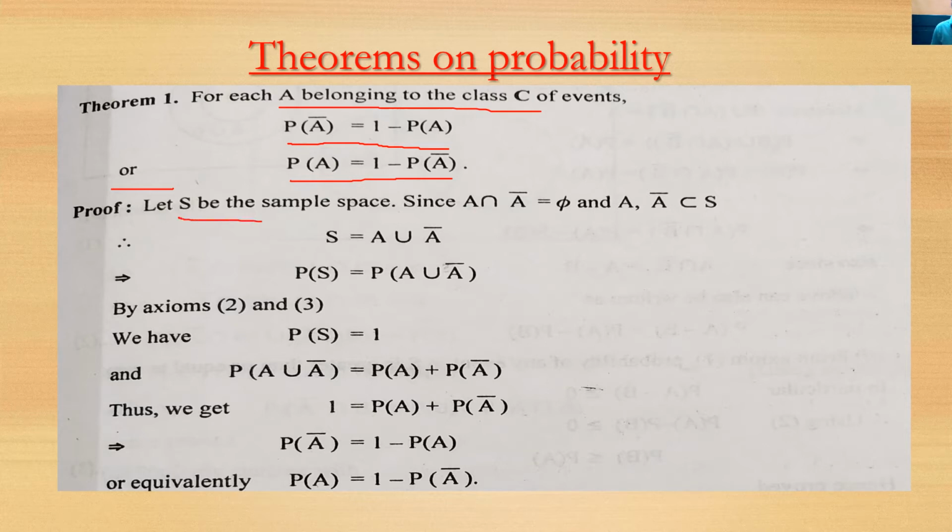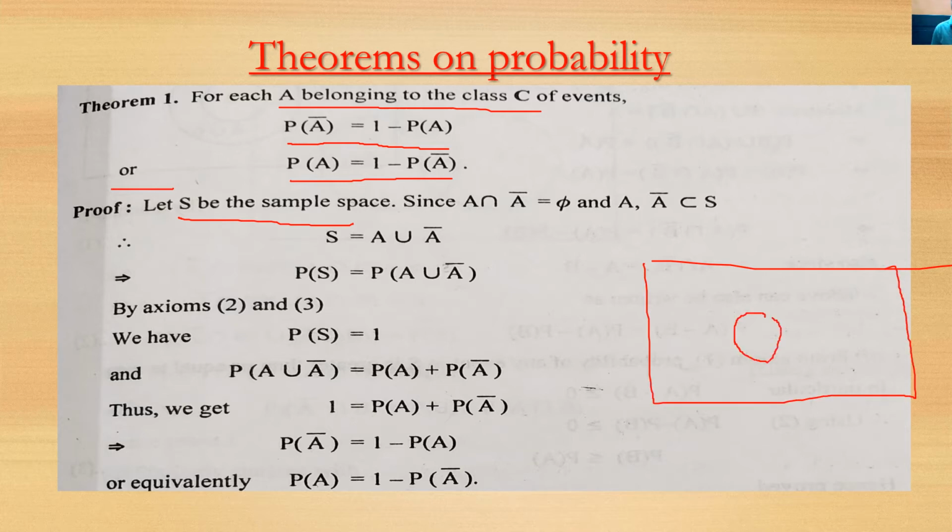Let S be a sample space. How do we prove it? Generally, we know that if we have a set A in a Venn diagram, this is our set A. Then the outer portion will represent its complement. So A and its complement A bar are always disjoint sets, and both belong to the sample space. If we take the union, we get the whole set S.